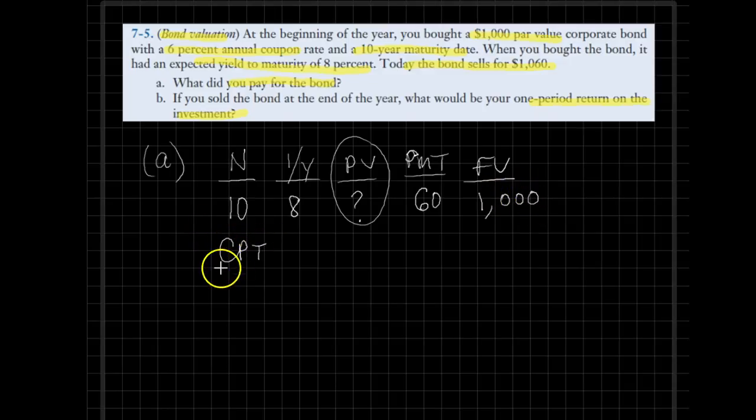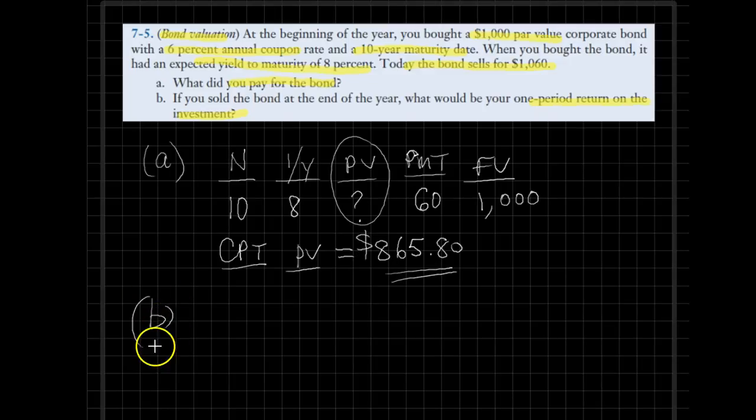So we simply compute the present value in this case. That would automatically yield the purchase price of $865.80. So that would be the original purchase price.